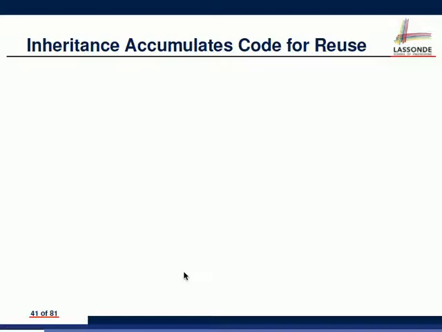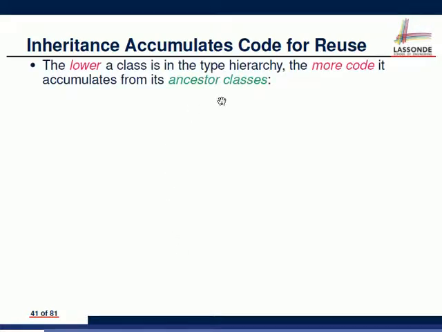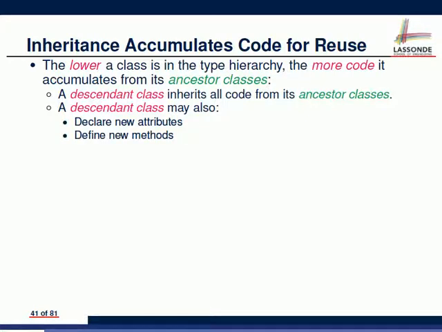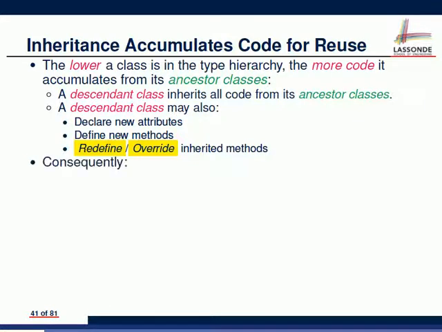Now, again, I'm going to repeat the point just to make sure you understand. Inheritance, first of all, is really about code accumulation. Whenever we define a new subclass, we're accumulating more code from the ancestor classes. The lower a class is, the more code it accumulates from its ancestors. We just illustrated that. And the descending class inherits all the code from ancestor classes. In the descending class, we can also define new attributes. That's why we get a wider range of expectations. We can also define new methods, and we can redefine or override existing methods.